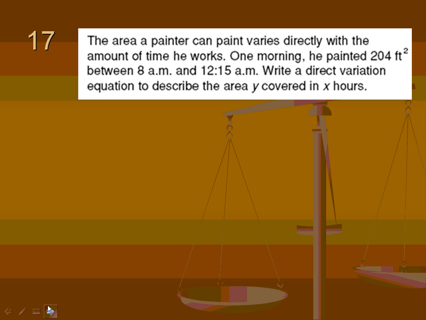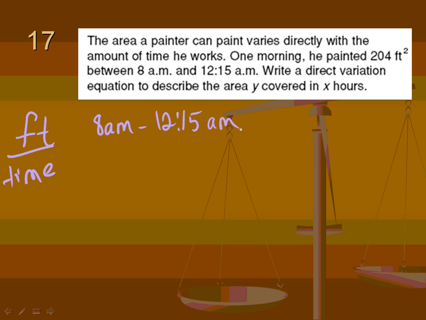Okay, number 17 is probably the hardest problem that we have to look at. On 17, it says that it's direct variation, so we're going to have to divide the y by the x, which is going to be the feet that they painted divided by the time. Now, we first have to decide how far it is between 8 a.m. and 12:15 a.m. Now, I know you're probably thinking 8 a.m. to noon, but the 12:15 is midnight 15. So we need to count how many hours that is.